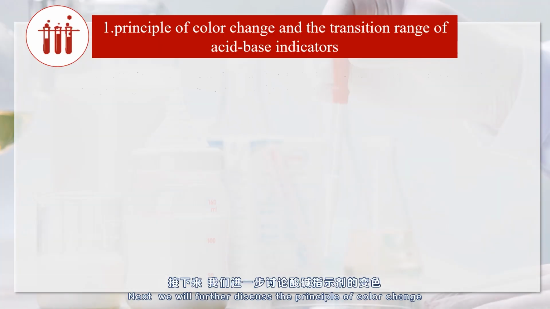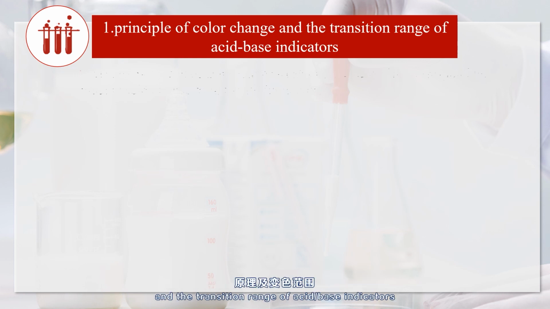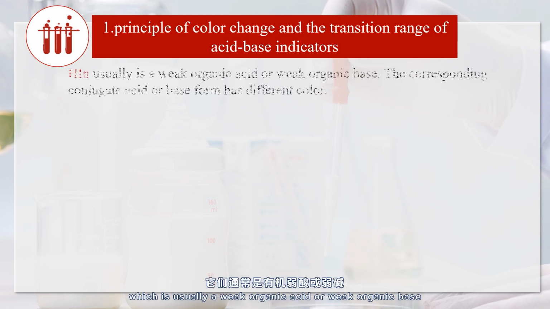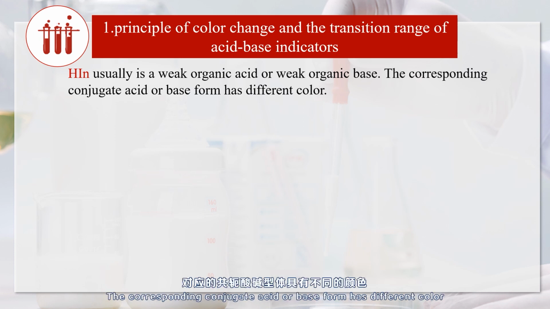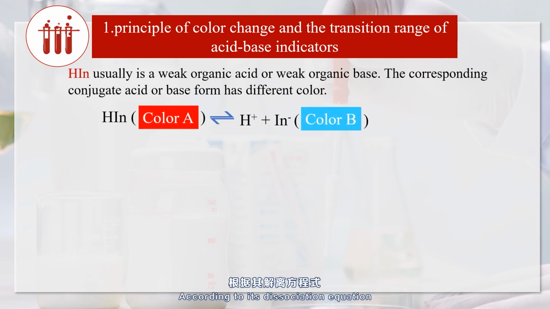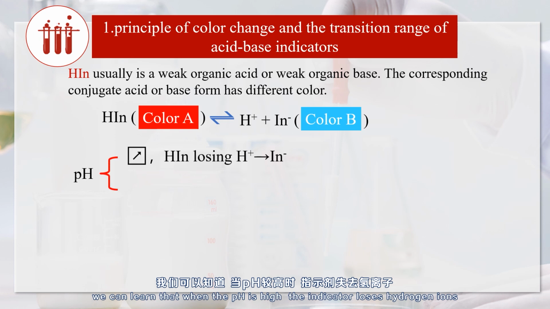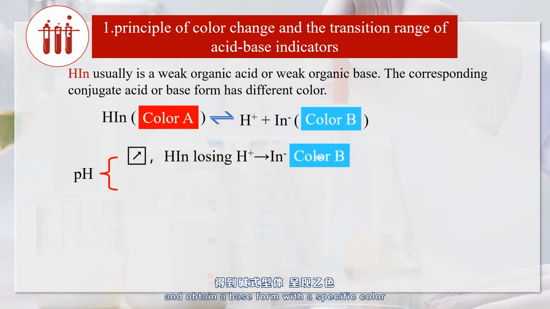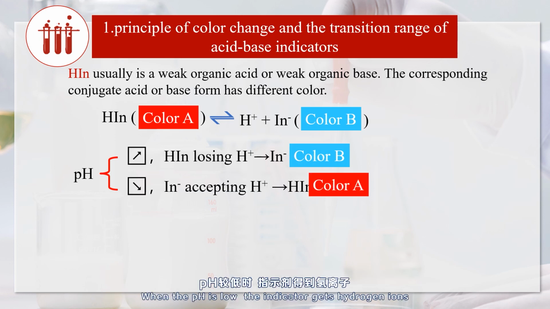Next, we will further discuss the principle of color change and the transition range of acid-base indicators. HIN stands for the acid form of an acid-base indicator, which is usually a weak organic acid or weak organic base. The corresponding conjugate acid or base form has a different color. According to its dissociation equation, when the pH is high, the indicator loses hydrogen ions and obtains a base form with a specific color. When the pH is low, the indicator gets hydrogen ions, presenting the acid form with another color.